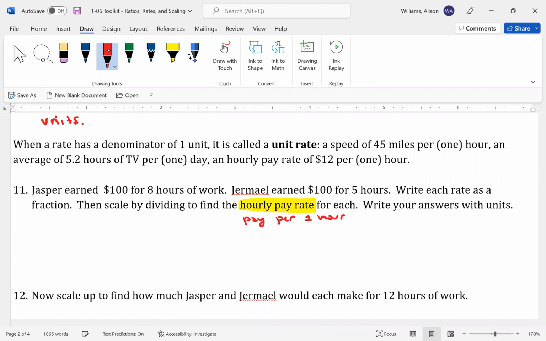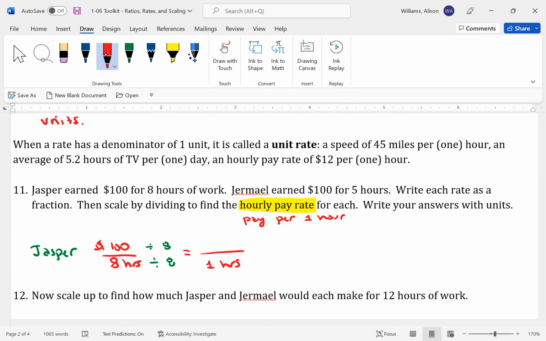Or per 1 hour. So they're basically wanting us to get it down to a unit rate. Okay, so here's how we could do it. Let's start with Jasper. So Jasper does $100 for 8 hours. In order to get it to 1 hour, I need to divide top and bottom by 8, because that's going to get the denominator to be a 1. And that's what I want, 1 hour.